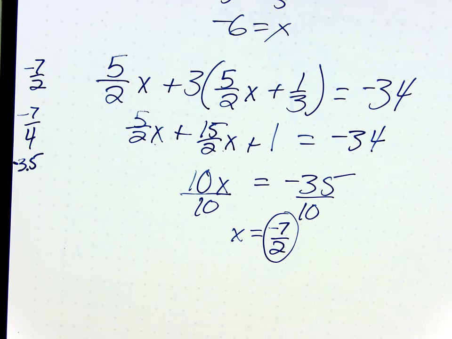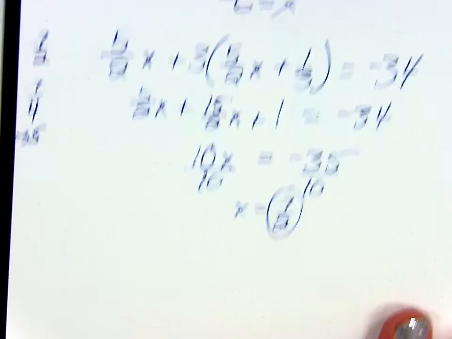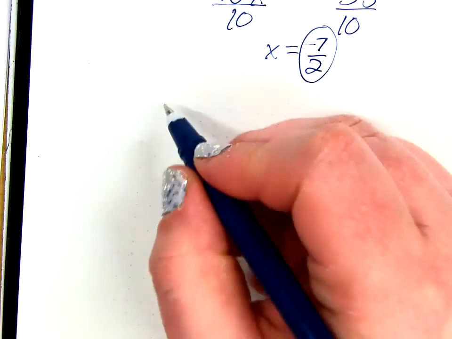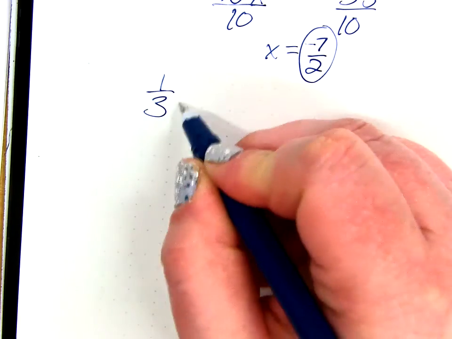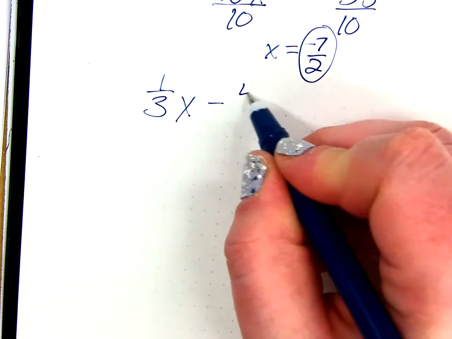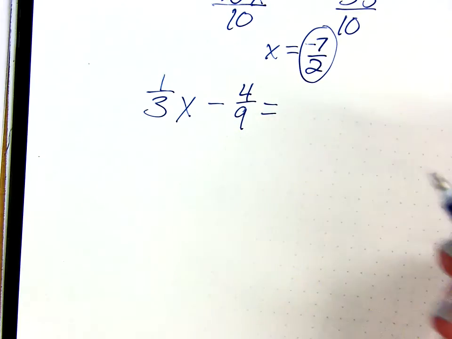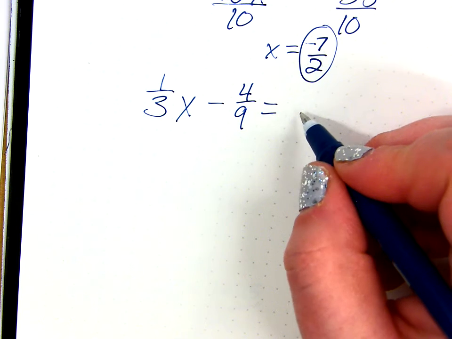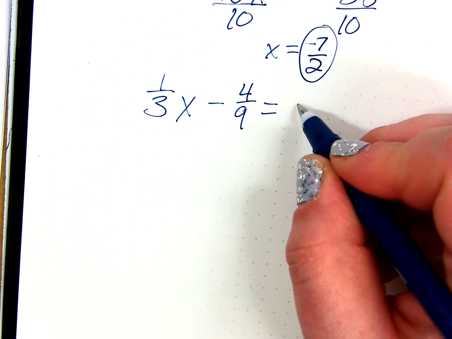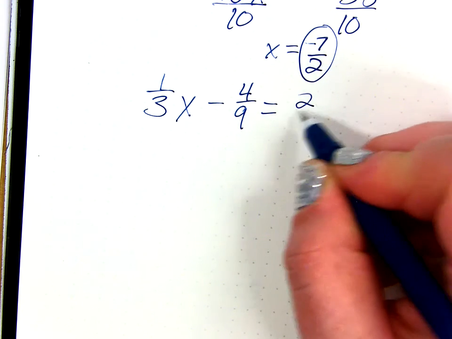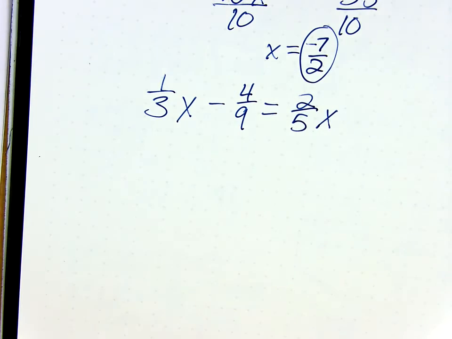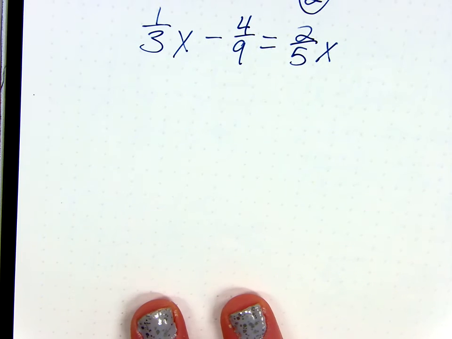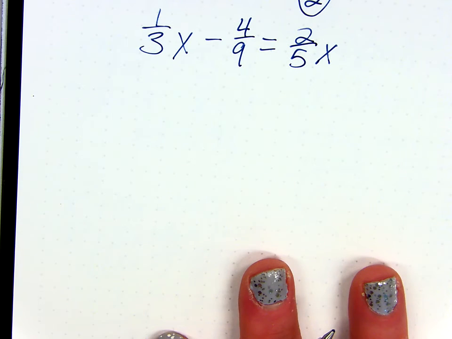What happens when they don't? Like, what might you do for a problem like, I'm just going to make it up. What if you had like 1/3 x minus 4/9 equals, oh, I don't know, how about 2/5 x? What would you do with this? Yes. Multiply the whole thing by the least common denominator.